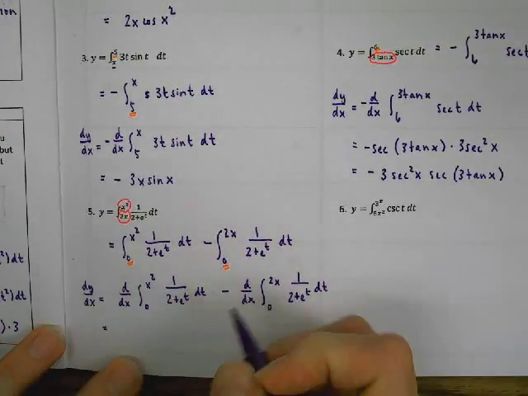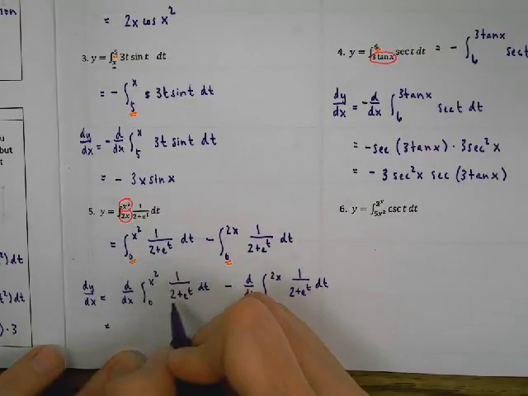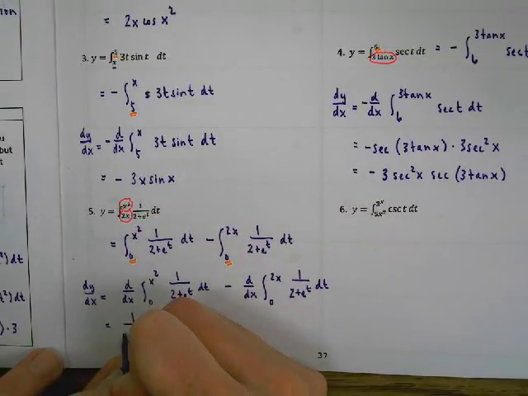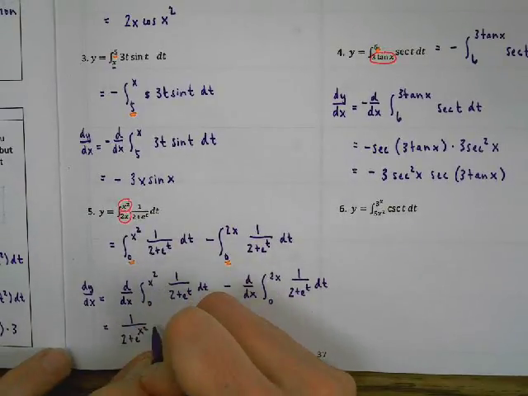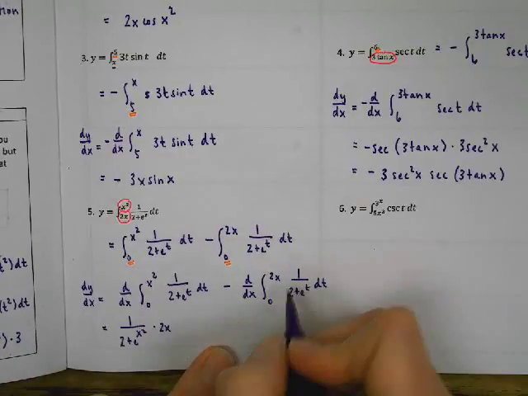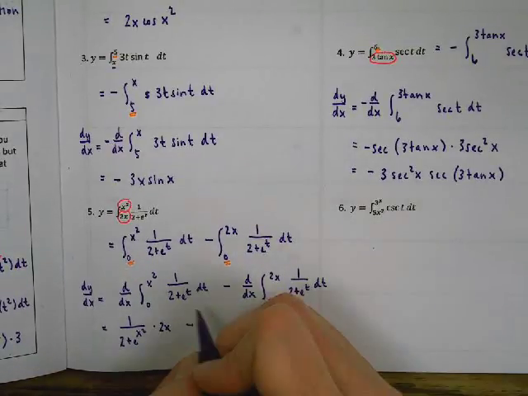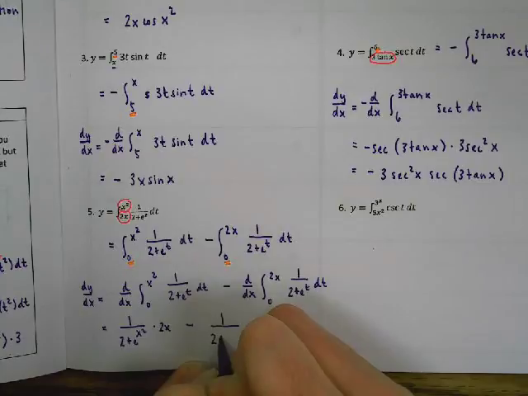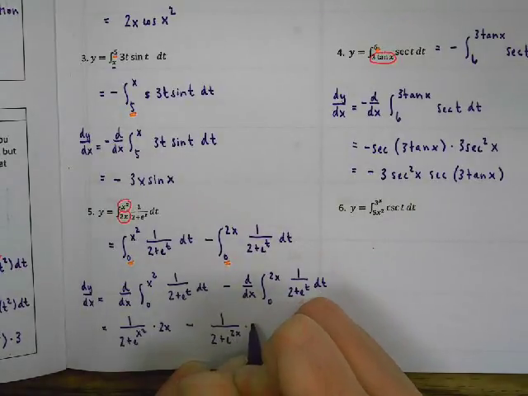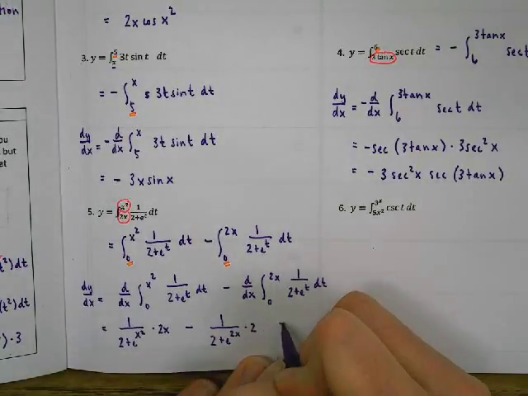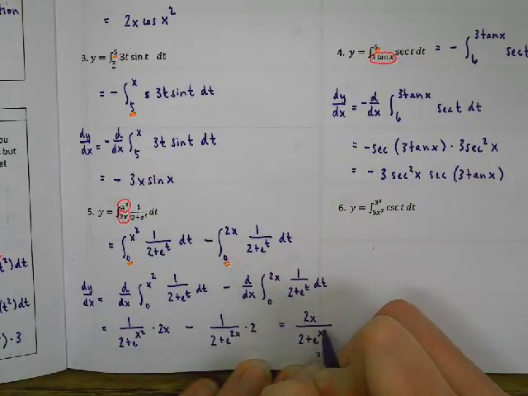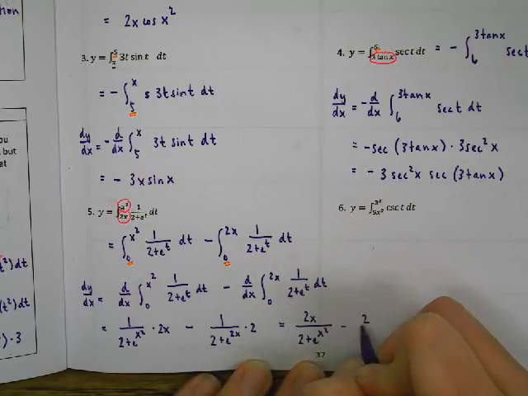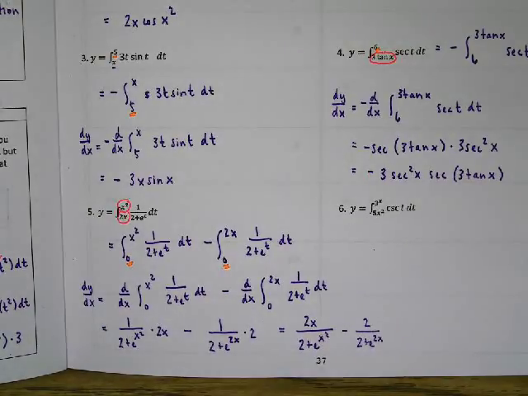So now I'm going to differentiate each one of those. Again, I have a function of x. I'm going to have 1 over 2 plus e to the x squared times the derivative of that, which is 2x. And now minus, let's see, I'll have 1 over 2 plus e to the 2x times 2. So for a little simplification, we have 2x over 2 plus e to the x squared minus 2 over 2 plus e to the 2x. And that would be our derivative.